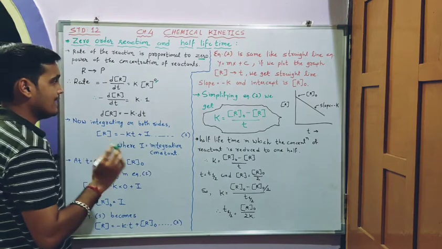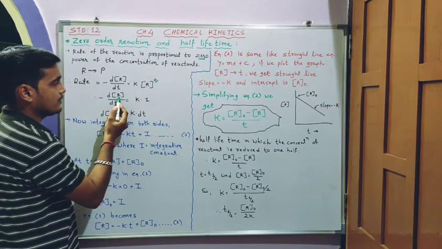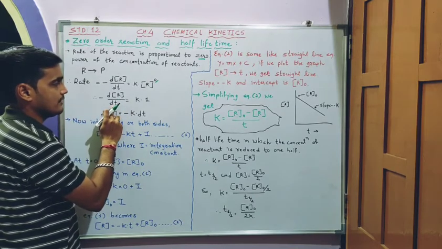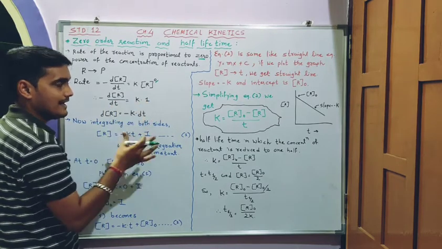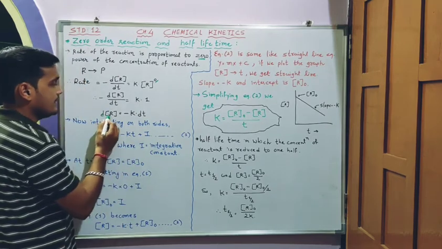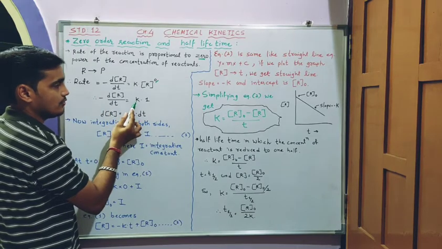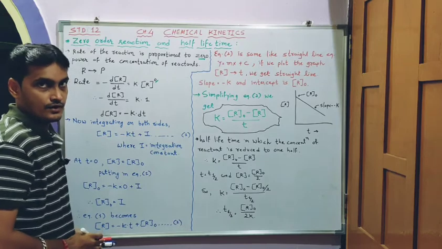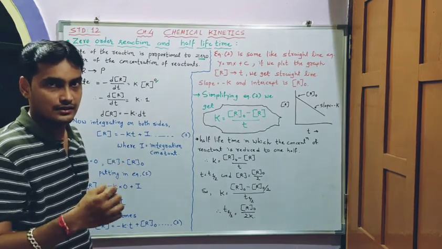Okay. Now what should we do here? Reactant portions are on left hand side and this dt we put on right hand side, and we rearrange the equation and we will get dR is equal to minus K into dt. This is our main equation for starting the theory.